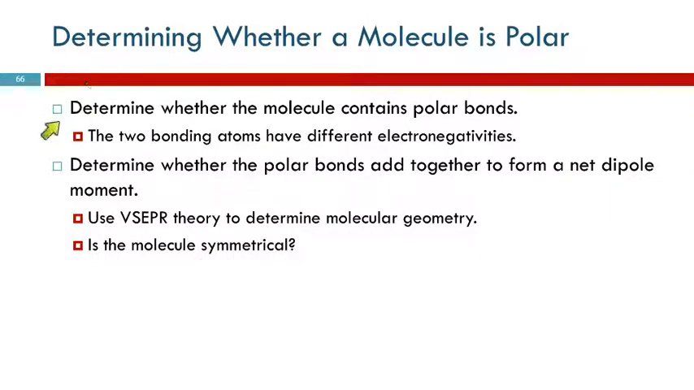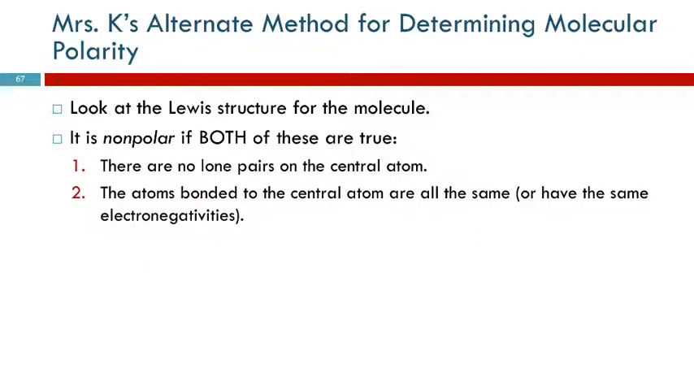So this is the method. You figure out if the molecule has polar bonds. If it doesn't have polar bonds, you don't have to go any further. Then figure out if the bonds add together to form a net dipole moment. Use VSEPR theory, and is the molecule symmetrical? Or there's Mrs. K's alternate method.